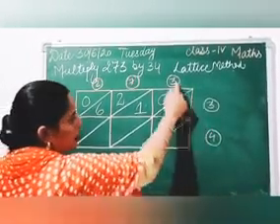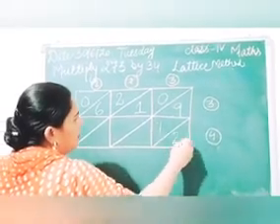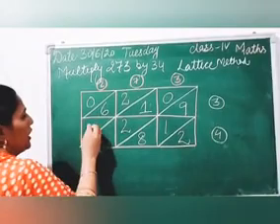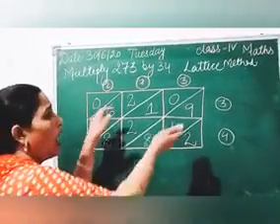Then this 4 will be multiplied with the three numbers. 4 times 3 is 12. 4 times 7 is 28. 4 times 2 is 8. Now see, this is the important part, how to add these.